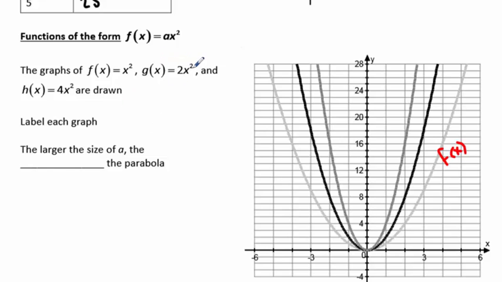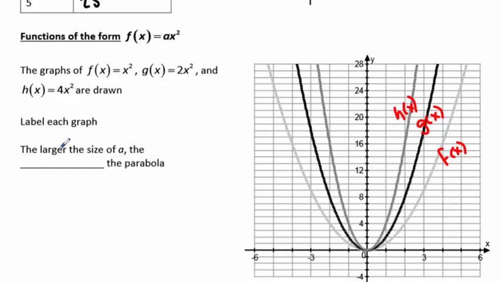Now g of x is 2 times x squared, so the y values are going to be 2 times those of x squared. So notice 3, 9, 9 times 2 is 18, 3, 18. Or 2, 4, 2 times 4 is 8, so this is twice the y value, so this one must be our g of x function. The h of x function is going to have y values 4 times f of x's values. So f of x has a value of 2, 4. 4 times 4 is 16, so I can see 2, 16. And 1, 1. 1 times 4 is 4, so this one is the function h of x.